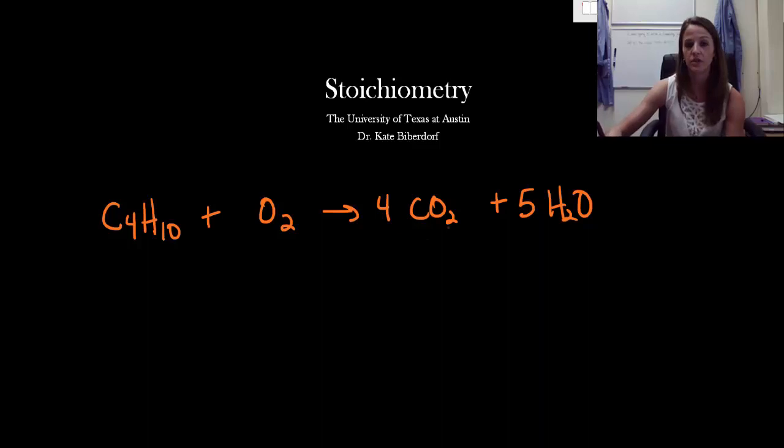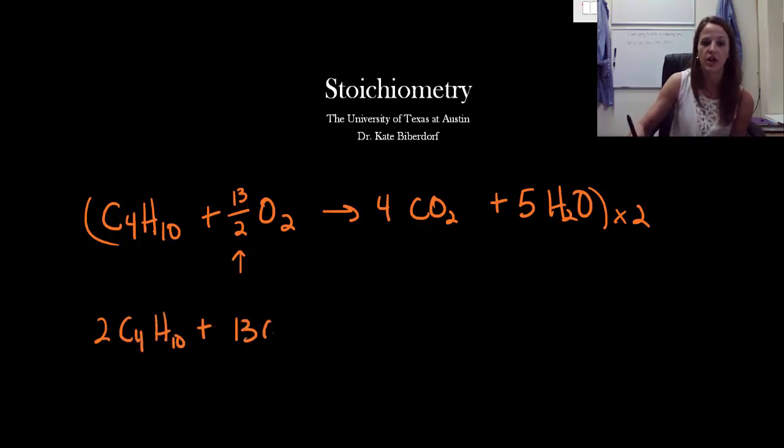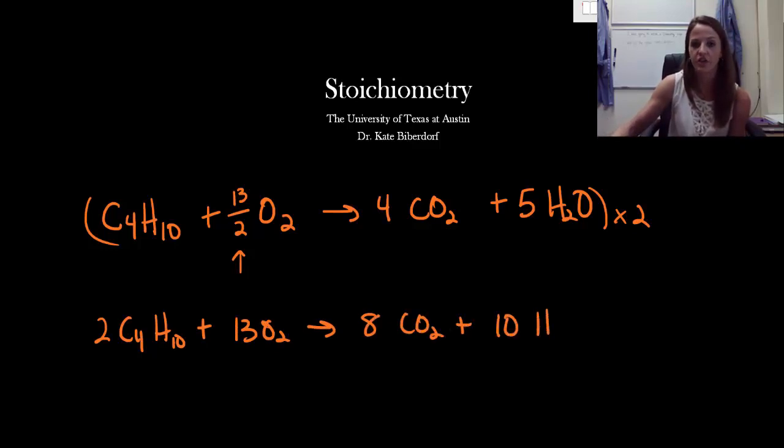Now we need to look at our oxygens. We have 4 times 2 here, that gives us 8 oxygens, plus our 5. 8 plus 5 gives us 13 oxygens. Well, that's a weird number. So for our oxygen we're going to use 13 halves. That is terrible. Never, ever submit a chemical equation to me with the coefficient 13 halves. I don't want a fraction. So all you have to do is multiply this whole thing by 2. This then becomes 2C4H10 plus 13O2 going to 8 CO2 plus 10 H2O.